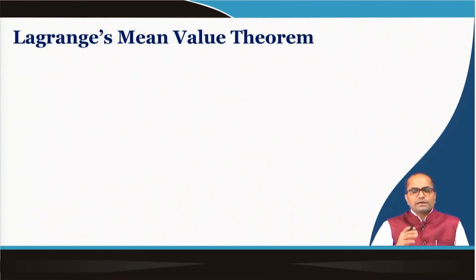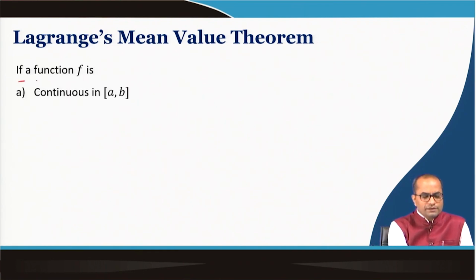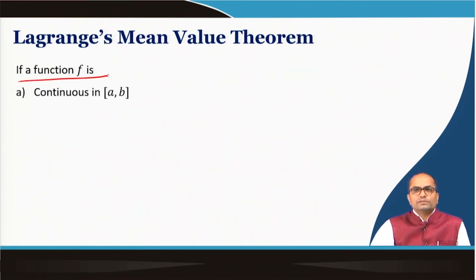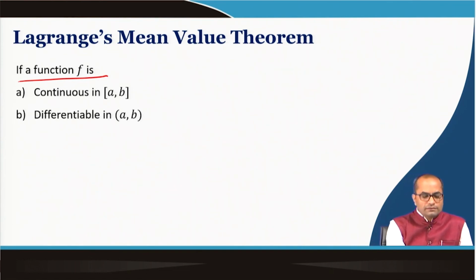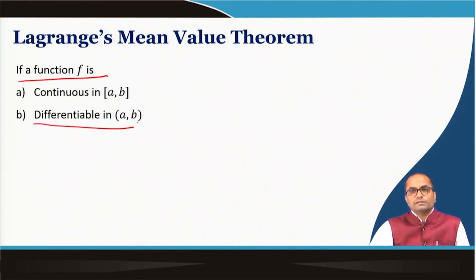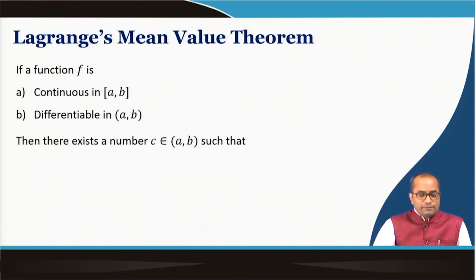So the statement of the Lagrange mean value theorem says that if a function f is continuous in the closed interval [a, b], so this is the same hypothesis as we have in the Rolle's theorem, and then the function is differentiable in the open interval (a, b), so that is also the same as before. But there is no third hypothesis which was like f(a) is equal to f(b). So therefore it is more generalized. So this is the generalized version of the Rolle's theorem.